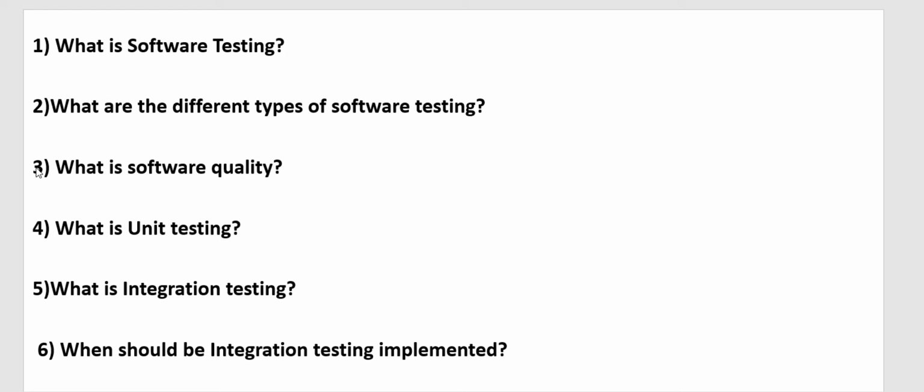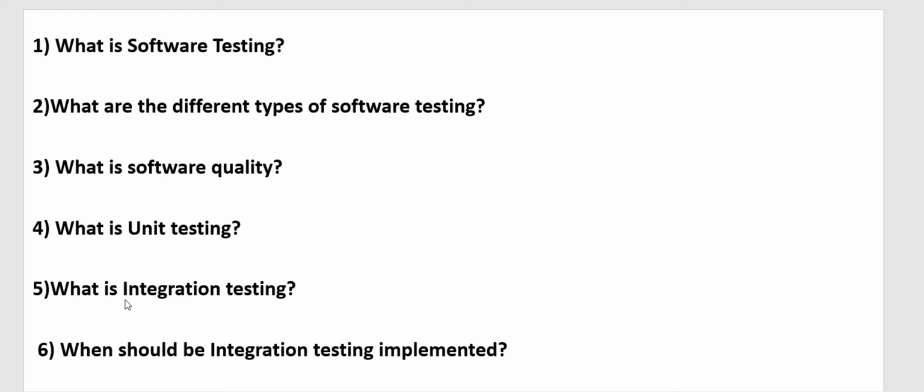What is software quality? The definition given by ISTQB: software quality is the totality of functionality and features of a software product that bear on its ability to satisfy stated or implied needs. What is unit testing? Testing of individual software components or units or modules is unit testing. The purpose of unit testing is to validate that each unit of the software performs as designed and as per software requirements.